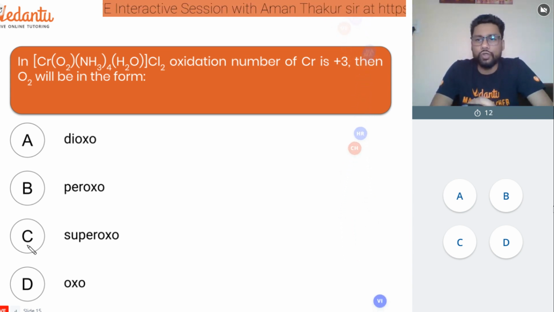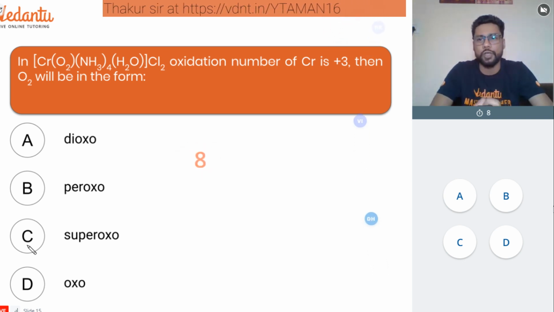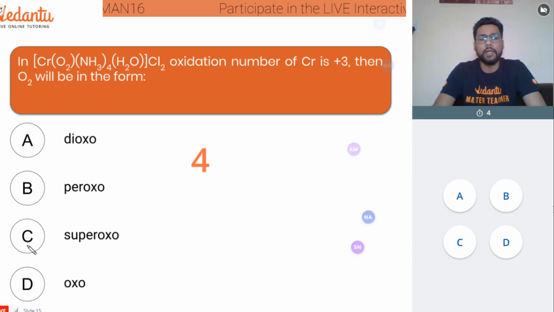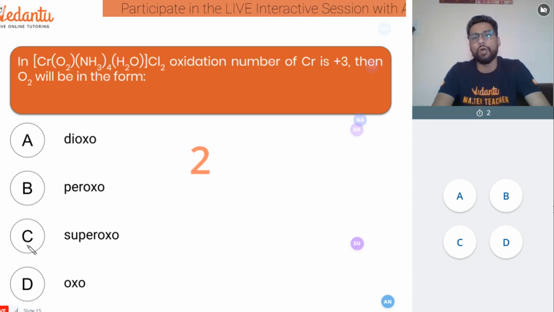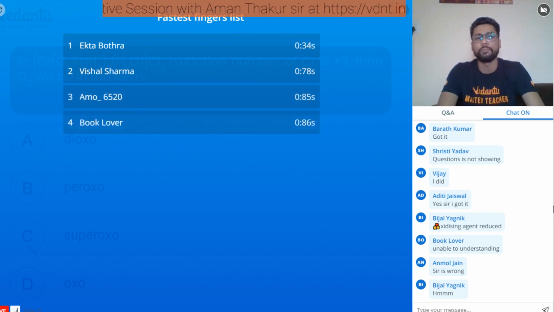Remember, when you're talking about superoxo, in superoxo, one oxygen has a minus half oxidation state. That means the oxygen actually makes a bond on a molecular level.